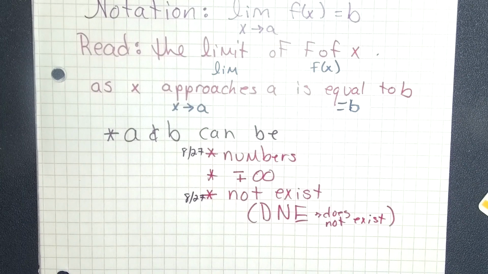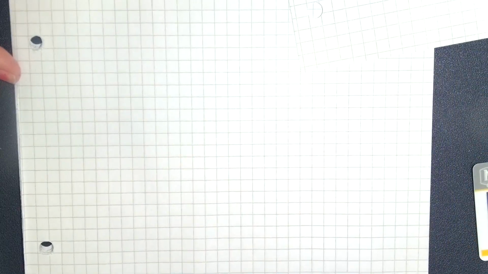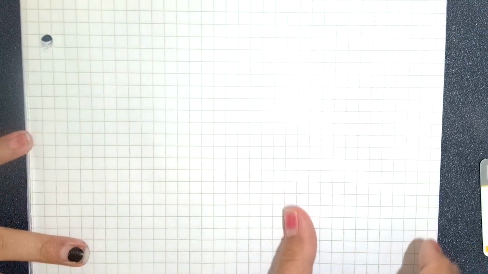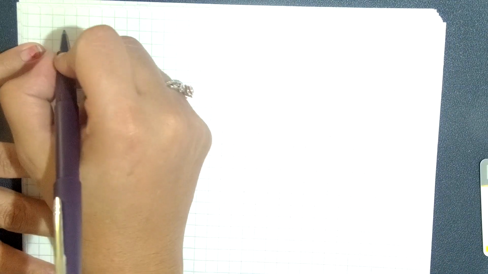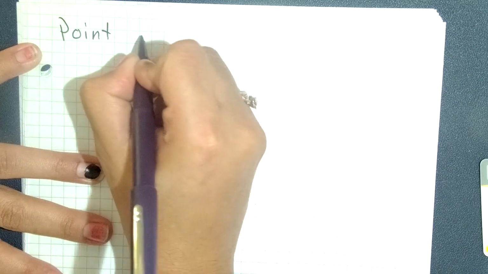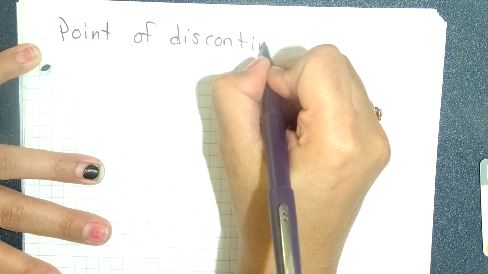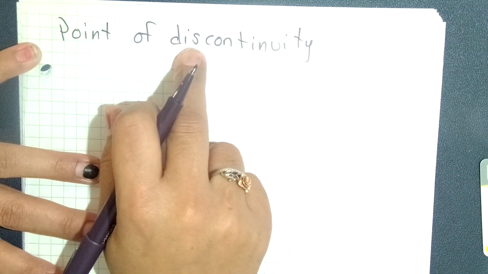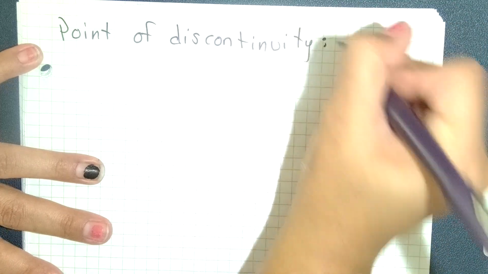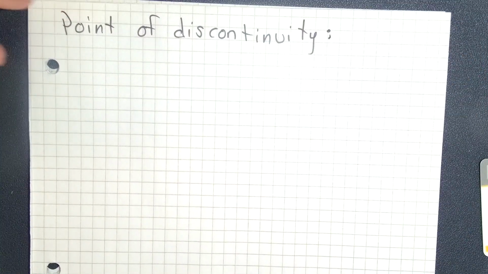Okay. A couple more definitions and then we'll get to the examples. If anybody needs that paper, let us know and we'll give it to you. Point of discontinuity. You're going to see that I do spell some things wrong sometimes. I'm not perfect. I also do make mistakes, so please catch me sometimes.